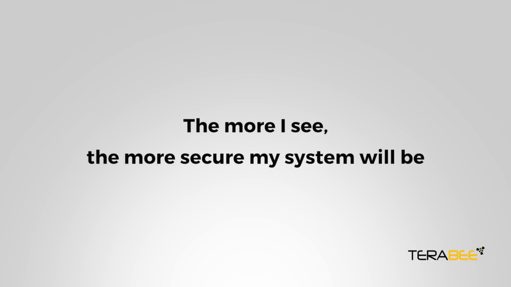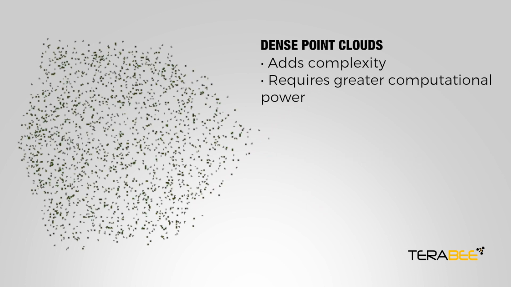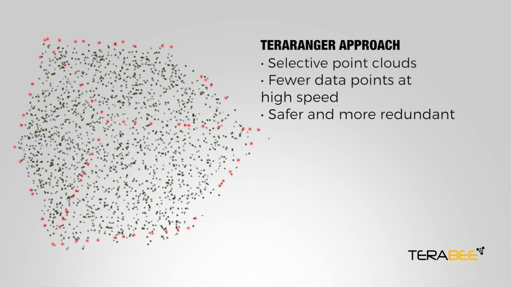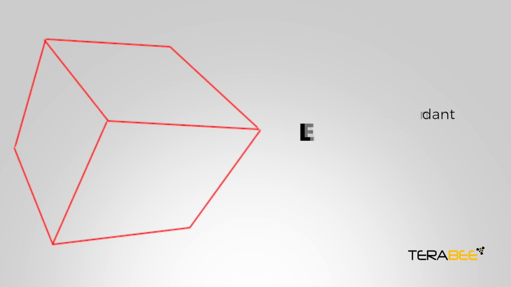The common perception is, the more I see, the more secure my system will be. But for some applications, that is not necessarily true. Gathering more data than you actually need or working with dense point clouds adds complexity and also requires greater computational power. TerraRanger offers a simplified approach to sensing, where fewer data points are collected at high speed to create a safer and more redundant solution. We call it lean sensing.